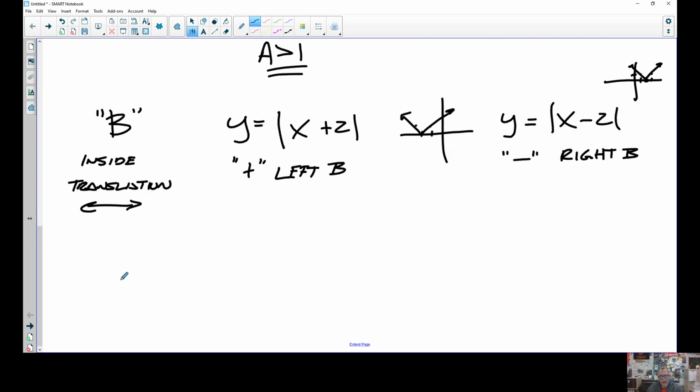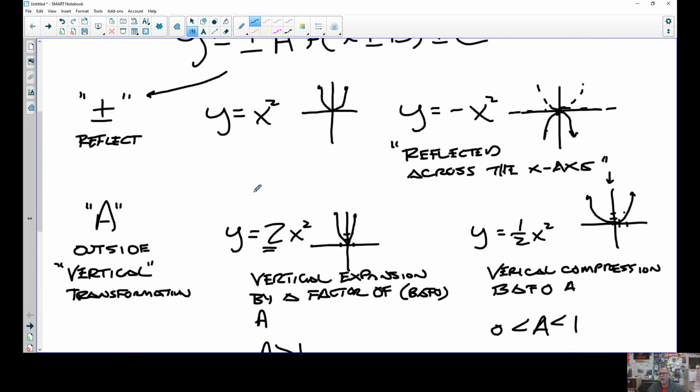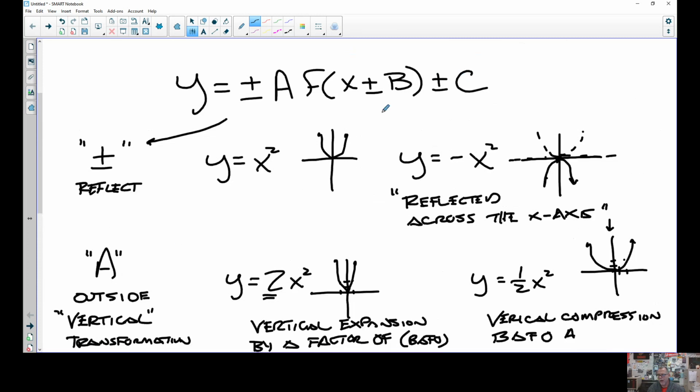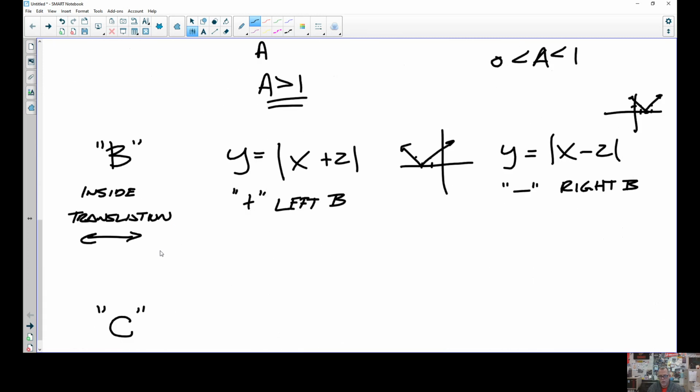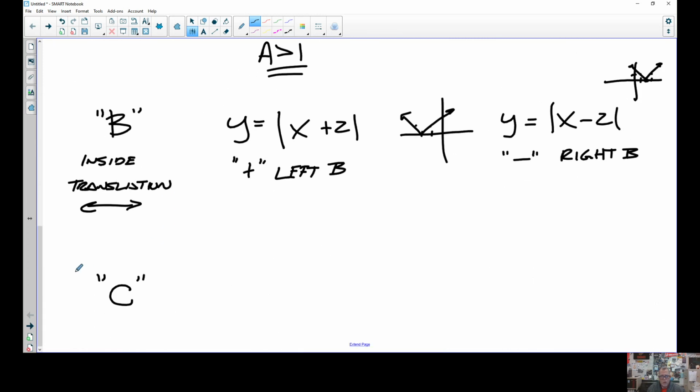And that leaves us with our last translation, our last change in this graph, and that's the c value. The c value is outside the function, being added or subtracted. So this is outside. And outside, we again have a translation, right? It's a plus or minus outside. So we know it's plus or minus outside, and this is a translation. Again, now this is going to move us up or down.